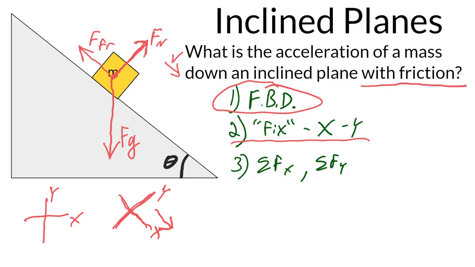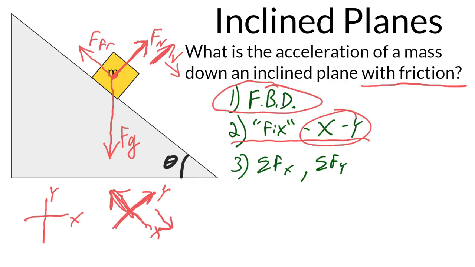So what I want you to notice, as we go ahead and try to fix our X's and Y's, is that our normal force is already in our Y direction, right? And our friction is in our X direction. So those two we can leave alone. That means the only force that we have to fix is this force of gravity, which is going straight down. So let's go ahead and do that.